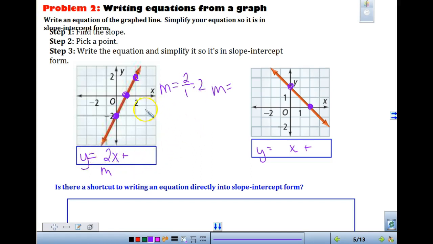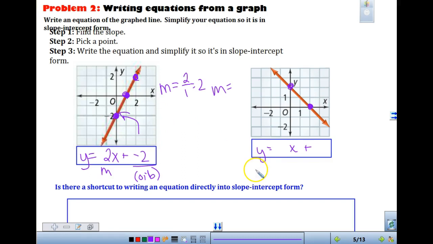Can we tell what the y-intercept is? Yes. Right here, right? Minus 2. Y equals 2x minus 2. This is my beginning. This is my 0, in this case, my 0, b, right? It was down at negative 2.